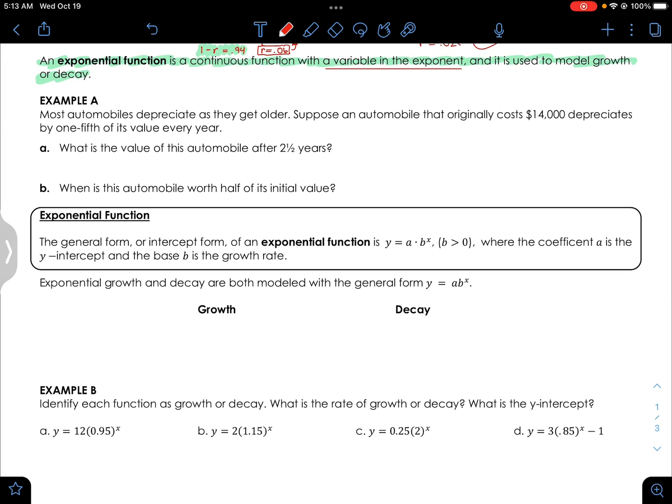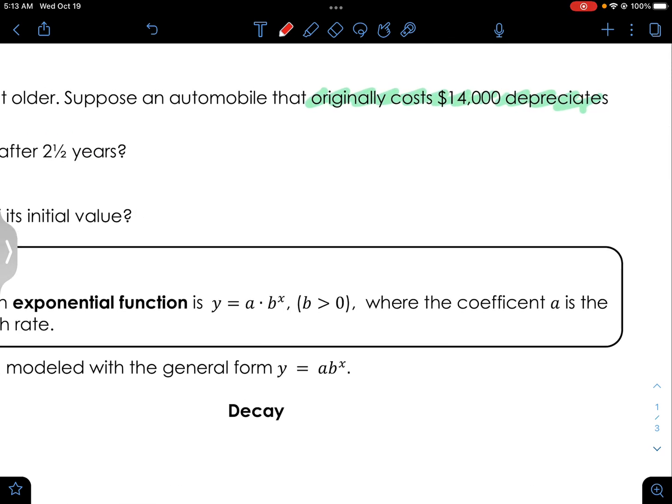So let's take a look at this example that deals with a real-world example of depreciation. Most automobiles depreciate as they get older. Suppose an automobile that originally costs $14,000 depreciates by 1/5 of its value every year. So a few things to take into consideration here. Depreciate means decay. That means the value is going down.